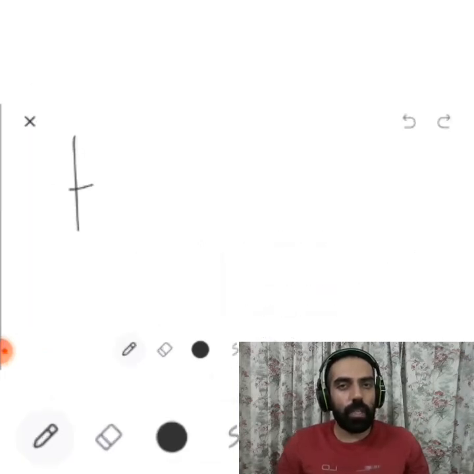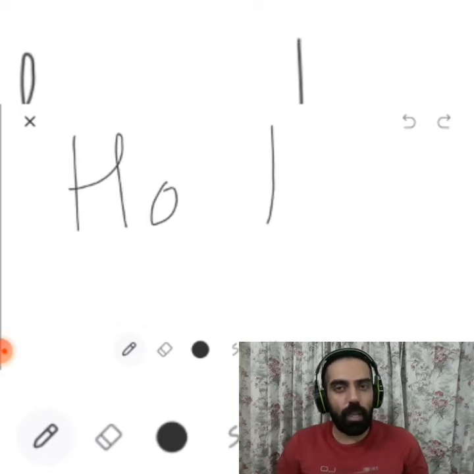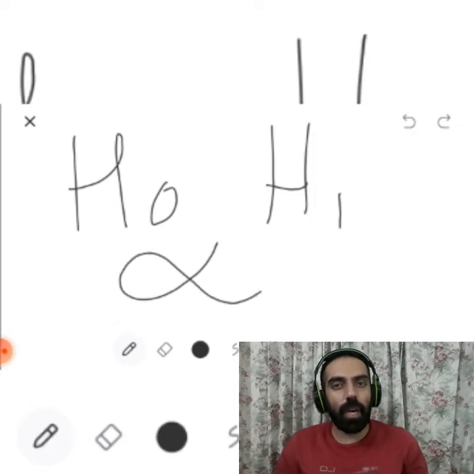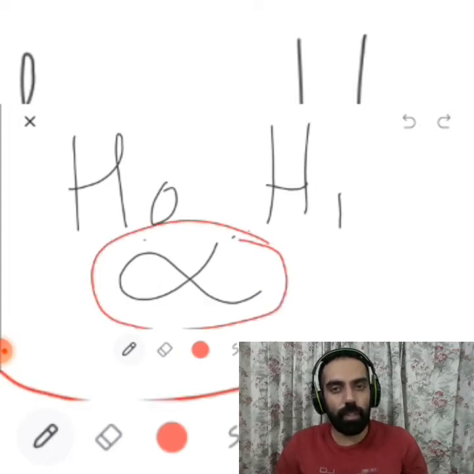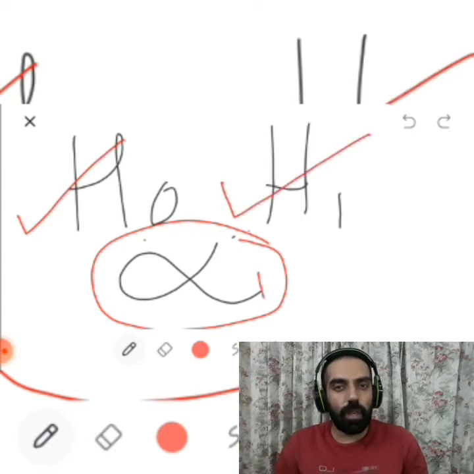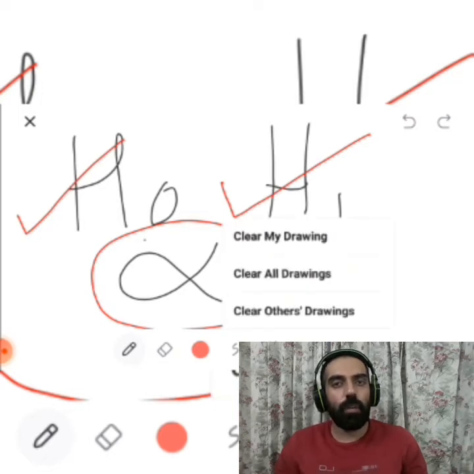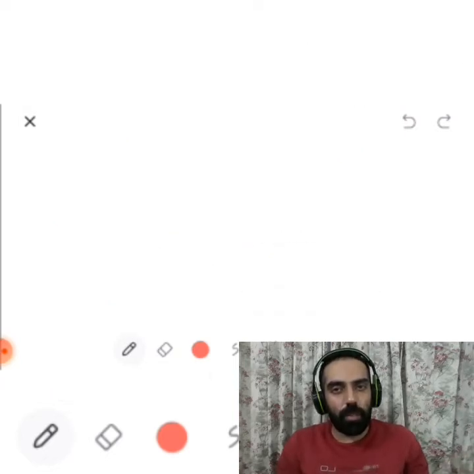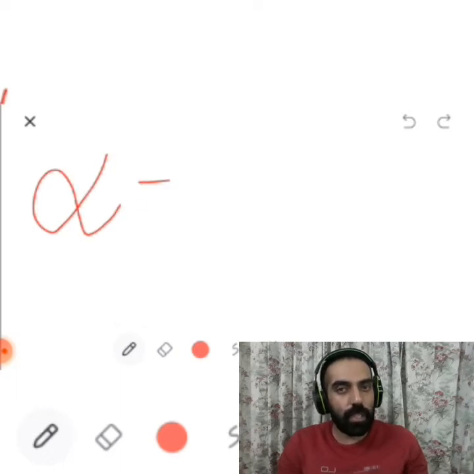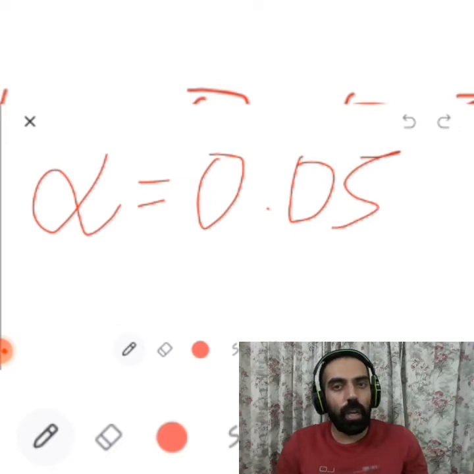Whenever we conduct a dissertation, we have a null hypothesis and an alternative hypothesis. The null hypothesis states that the population mean and the sample mean are not statistically significantly different, which means that there is no statistically significant difference between the mean of the population and the mean of the sample. Considering the alternative hypothesis, that is HA or H1 as we call it, the alternative hypothesis states that there is a statistically significant difference between the population mean and the sample mean.